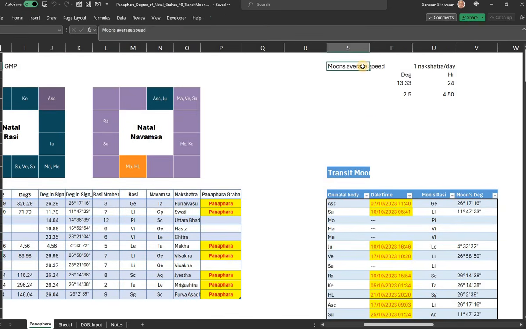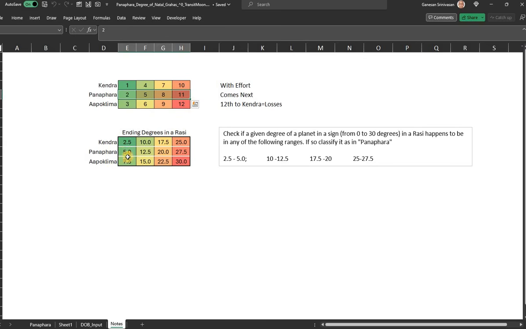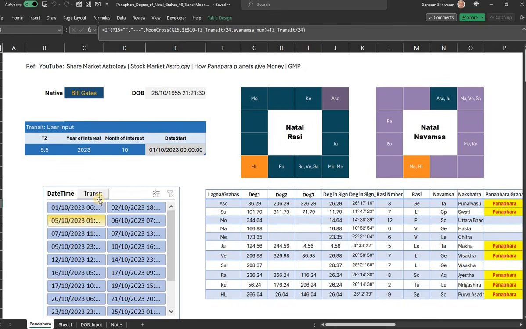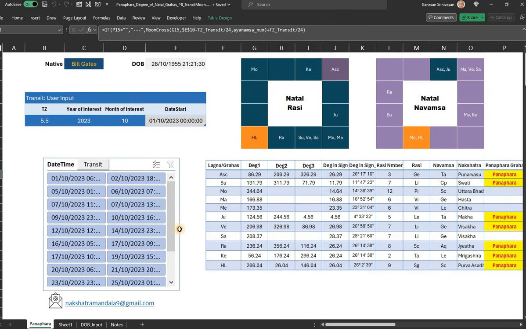In essence, Moon's average speed is about one nakshatra per day. That is 13.33 degrees in 24 hours. And this Panaphara, as you already saw, is only 2.5 degrees. So to cross 2.5 degrees, it takes almost 4.5 hours. So when the Panaphara degree starts, you have a window of almost 4.5 hours to do your trading. That would be a great advantage. If you check here, I have just highlighted the days in which your Panaphara would be helpful to you. You can maybe make it bigger so that you see it better.